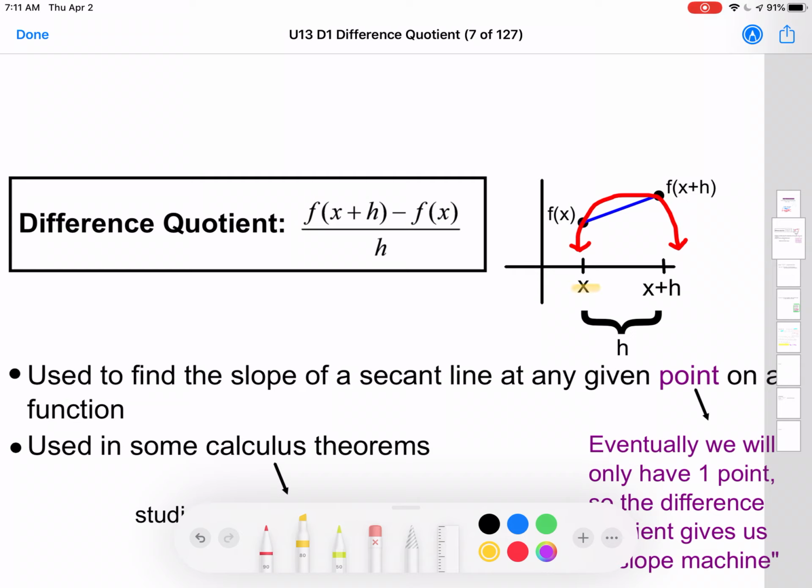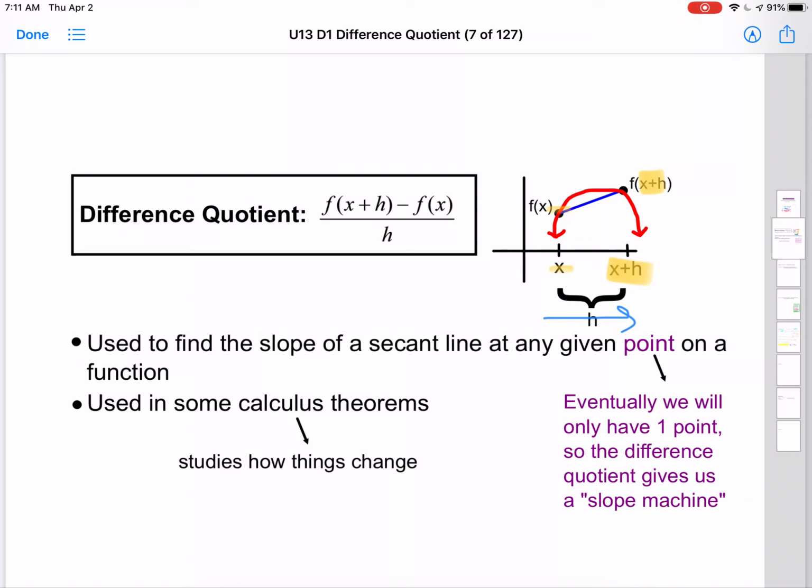Okay, so we have some value x, right? If I plug in the x value, I get my partner y, and we just call that f of x. Now if I move over some distance of h, my new point becomes x plus h, and if I plug that in, f of x plus h, there's my new y value. Okay, so let's see what we have here.